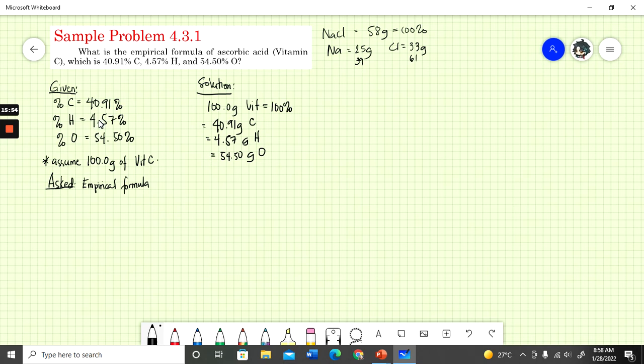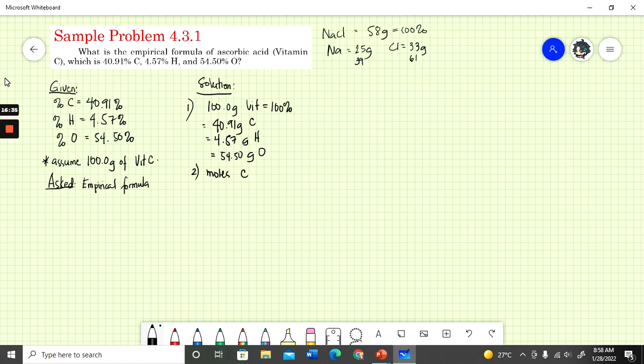So you found the weight of each individual atom you have in your compound. What you want to do is find how many moles you have. So after assuming 100 grams, what you're going to do next, maybe let's use numbers instead. The first thing you want to do is assume you have 100 grams. Next, you want to find the moles of each individual atom. So let's look for the moles of carbon first.